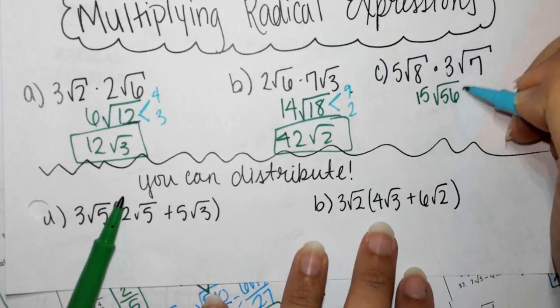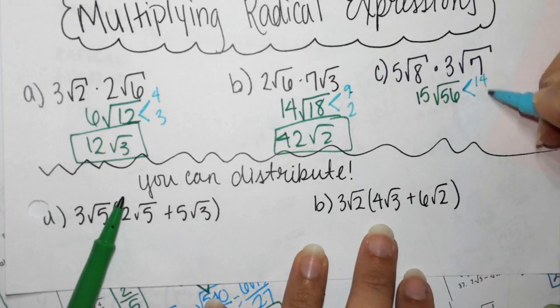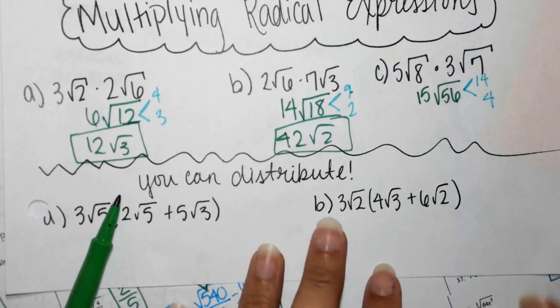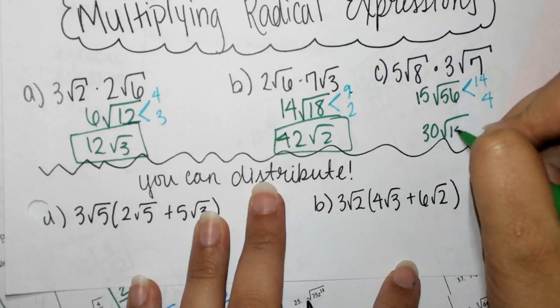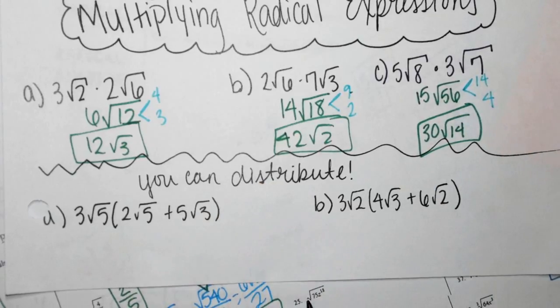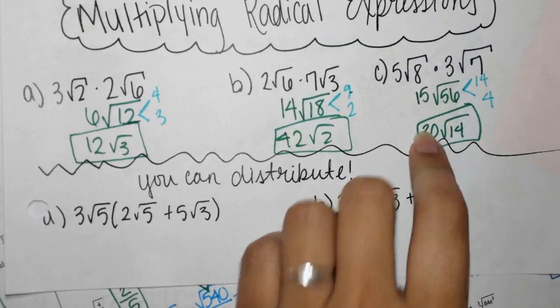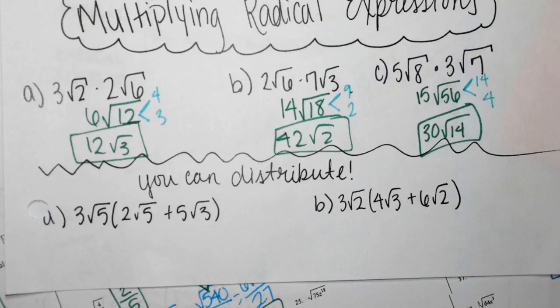What'd you break 56 down into? So then 2 times 15 is 30, root 14. How many of us got it right? That's a good number. Good job. Does anybody have any questions? How did you get the 30? 15 times 2. The square root of 4 is 2, so 2 times 15 is 30. Any other questions? All right, are we ready to distribute?